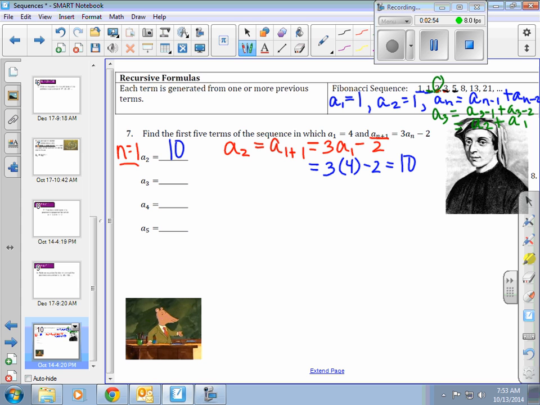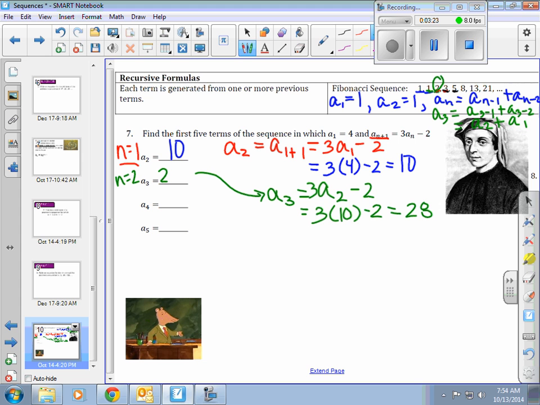If I do the same thing to figure out a sub 3, that's when n will equal 2. So a sub 3 is equal to 3 times a sub 2 minus 2. A sub 2 we just found was 10, so 3 times 10 is 30. 30 minus 2 is 28. Notice that every time, a sub n is just the term before, what we would call the previous term.